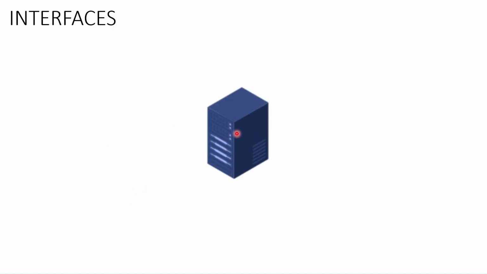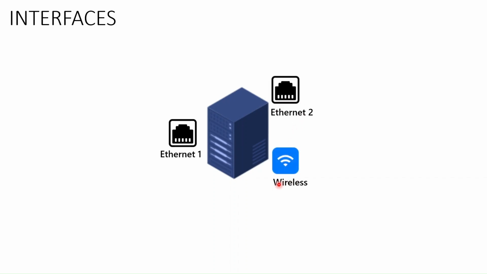First of all, let's understand what a network interface is. Any server will have physical or virtual ports for communication. These ports are called interfaces. For example, the server here has three different interfaces: Ethernet 1, Ethernet 2, and wireless. It means that this server can simultaneously connect to three different networks using these interfaces.